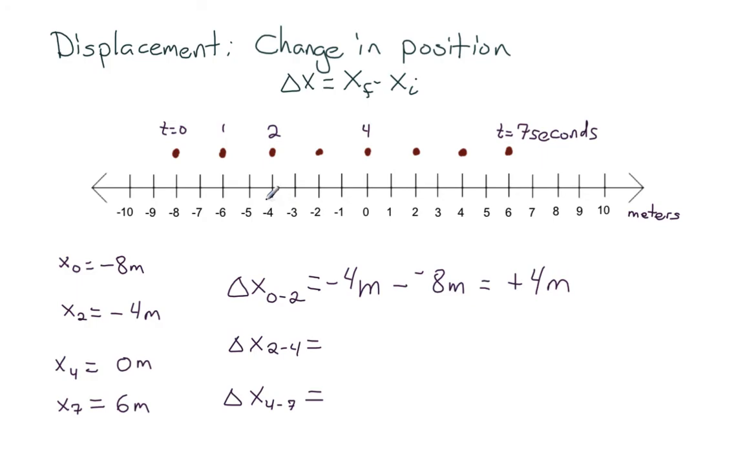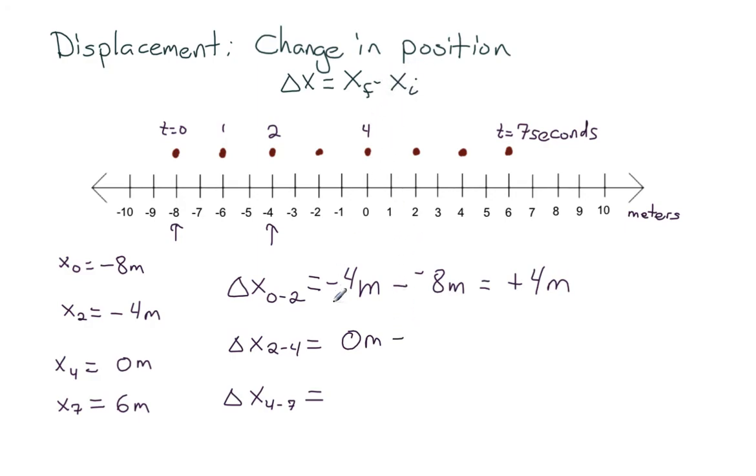From 0 to 2 seconds, you end up here. You started here. So if you look, you are 4 meters to the right of where you began. The information makes sense with the picture, with the qualitative picture. If we find your change in position from 2 to 4 seconds, so now your initial time is 2 seconds, your final time is 4 seconds. So let's go to 4 seconds. This is where the object is at 4 seconds. That position is 0 meters.